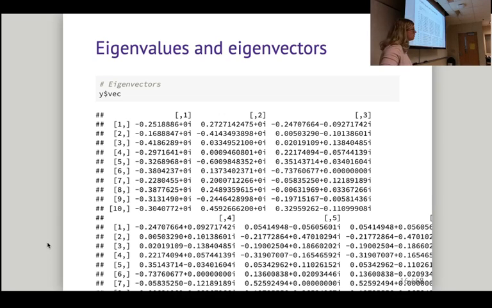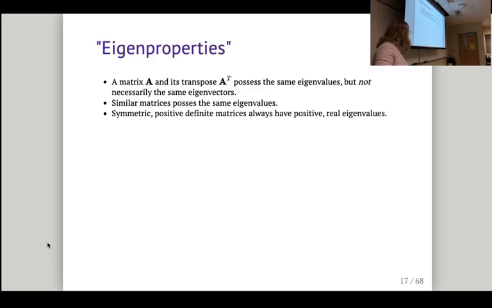These are only applicable for square matrices. So is there like a set number for eigenvectors? Yes, there should be n eigenvectors too. Okay. Again, they may not be unique.